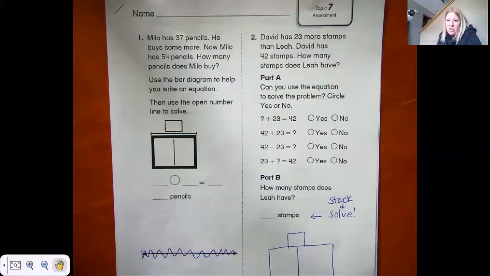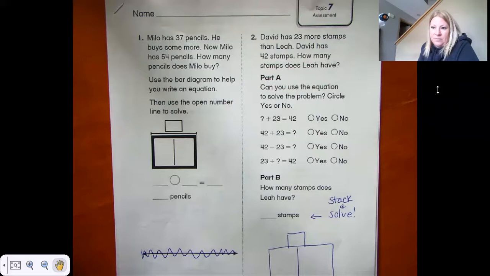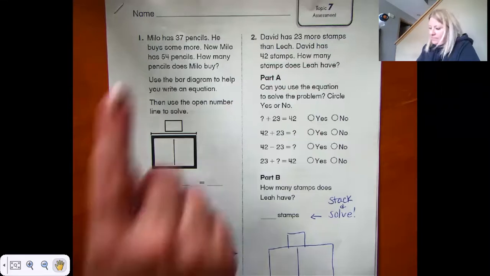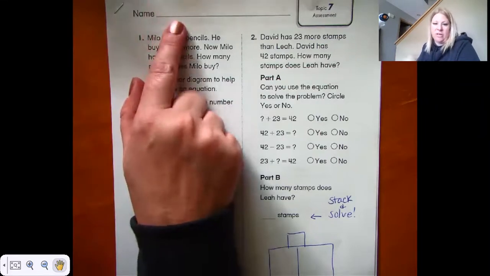And here we are. So here's a math test. Don't forget to write your name. Very important, write your name.